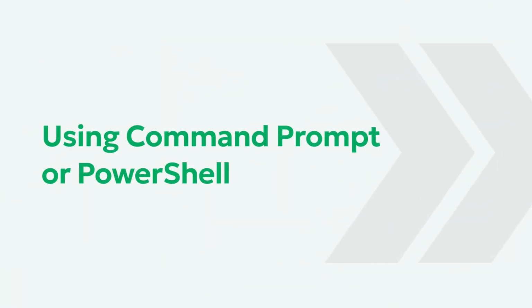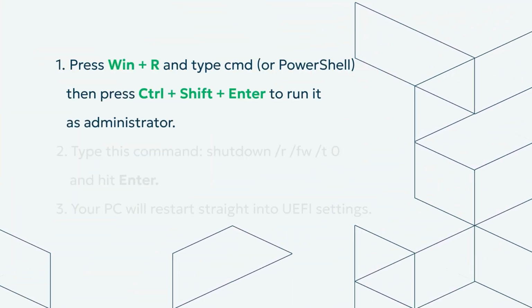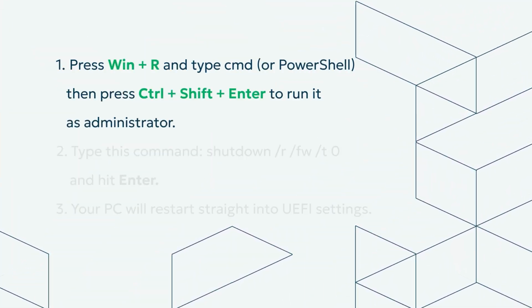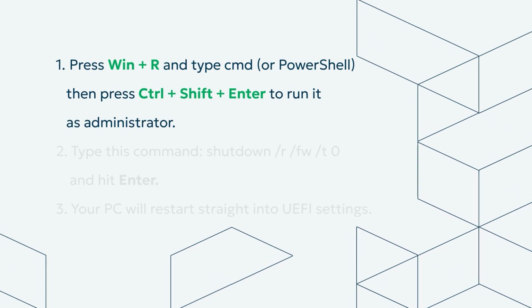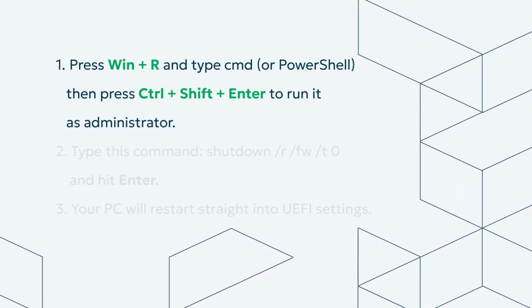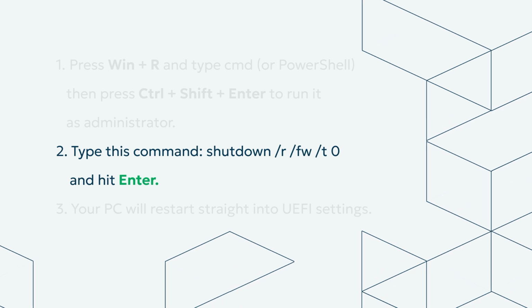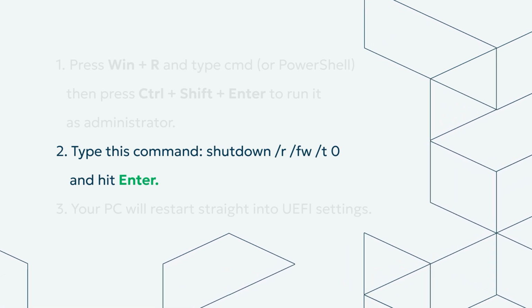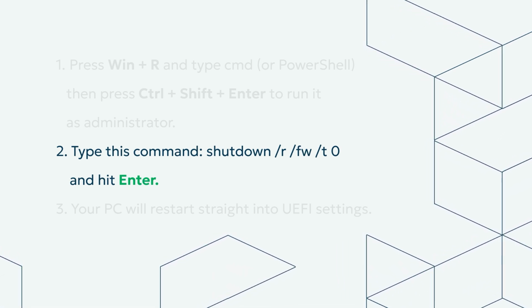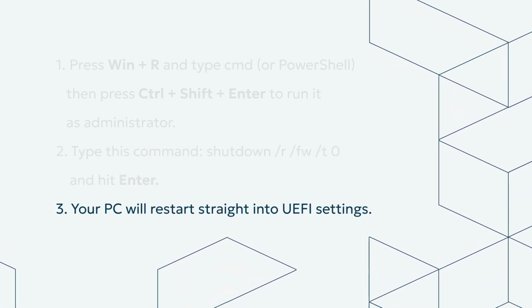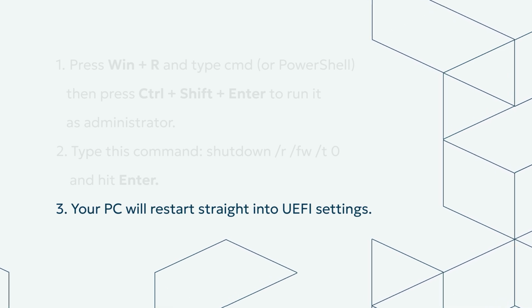Method 3. Using Command Prompt or PowerShell. Press Win+R and type CMD or PowerShell, then press Ctrl+Shift+Enter to run it as administrator. Type this command: shutdown /r /fw /t 0 and hit Enter. Your PC will restart straight into UEFI settings.